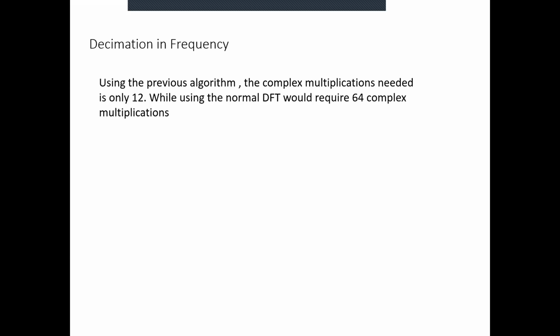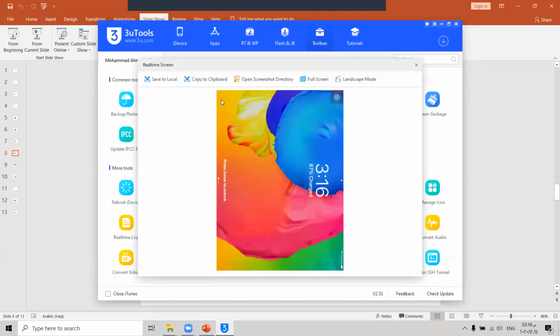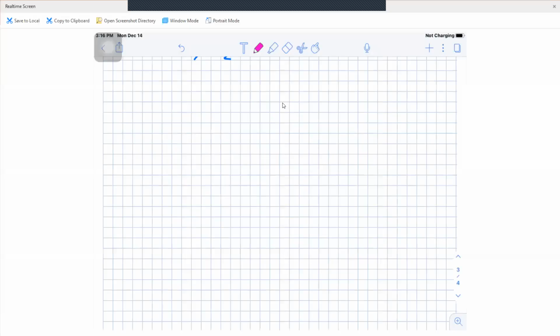Can anyone tell me what's the difference between multiplication and complex multiplication? Can you hear me or not? Well, okay. Now let me show you what you mean by multiplication and complex multiplication. There is no response. I don't know why.